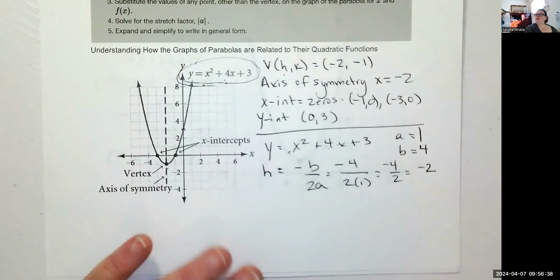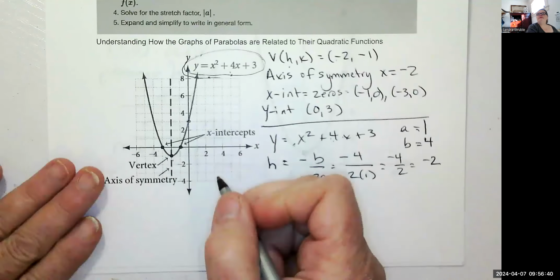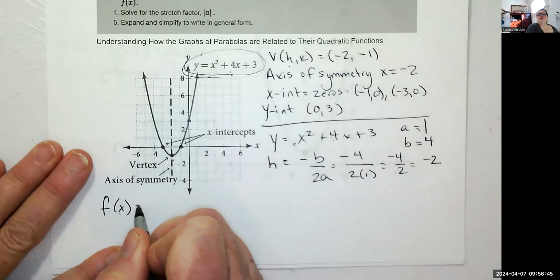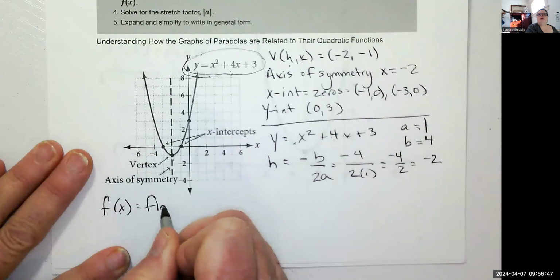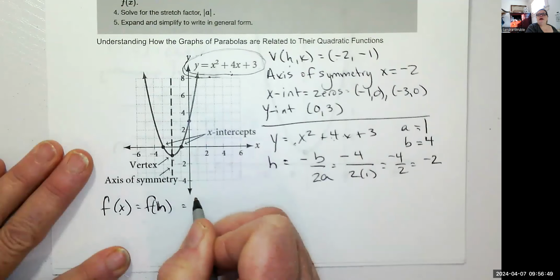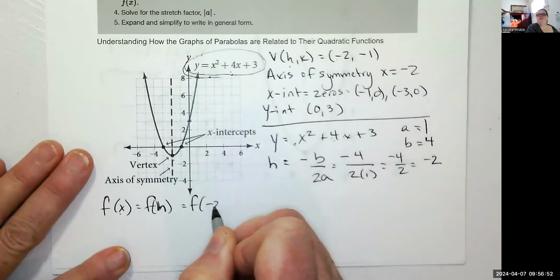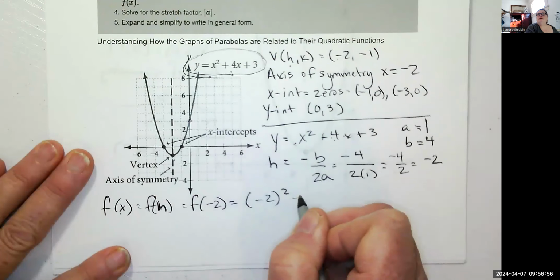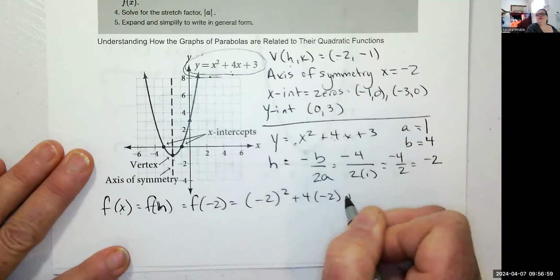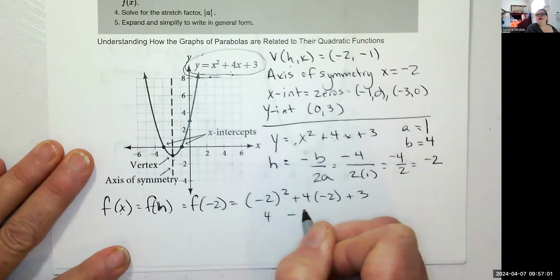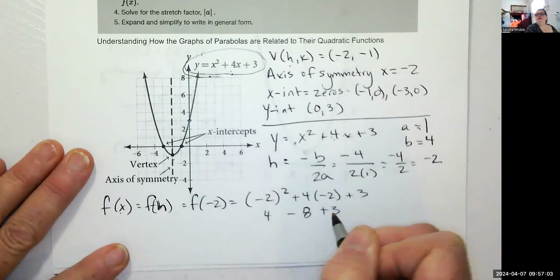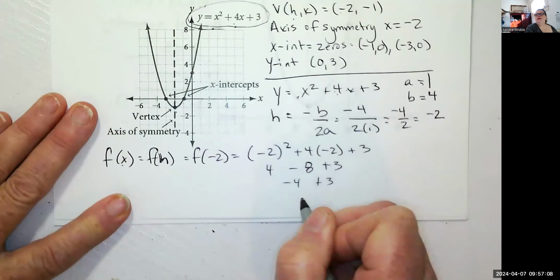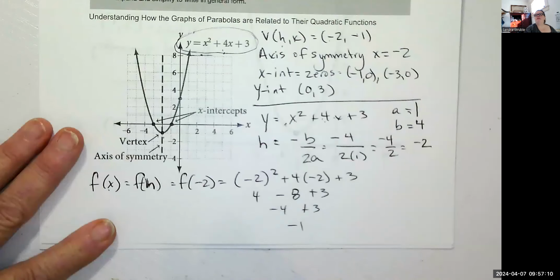The other way to show you how to solve for k is taking the function itself, and instead of x, you're going to put in h, and our h is -2. So -2 squared plus 4 times -2 plus 3, 4 minus 8 plus 3, that's -4 plus 3 is -1, which came out correctly. Awesome.